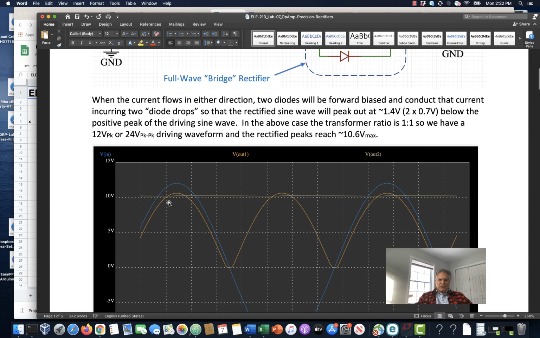And this difference between the input and output waveforms is caused by the diode drops that we incur, the 0.7 volts. In a full wave rectifier, in each case we traveled through 2 of these diodes, so we incurred about 1.4 volts, 2 times 0.7 volts of diode drop, and that's what we see. Instead of 12 volts, we see about 10.4 volts, or I'm sorry, 10.6 volts here. And so we've lost some voltage across 2 diodes.